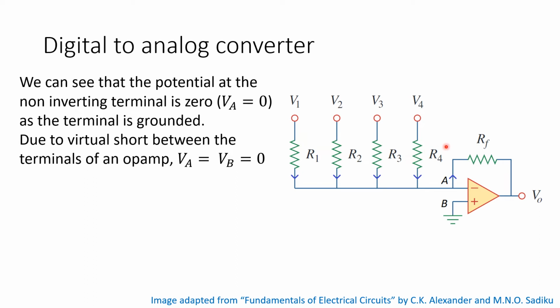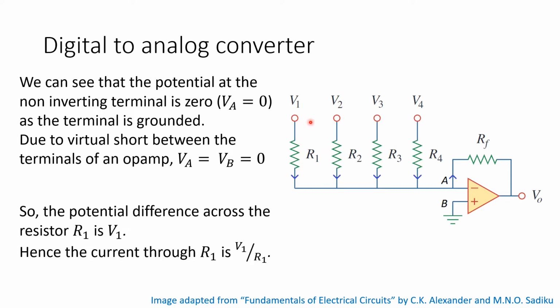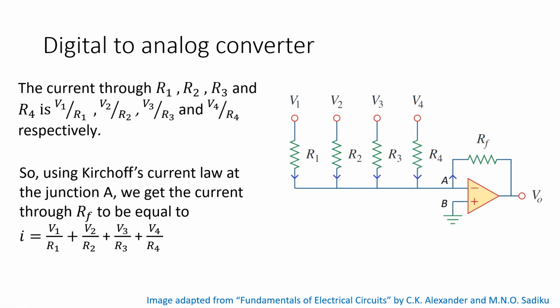So since the potential at point A is 0, we can see that the potential difference across the resistor R1 is just V1 and thus the current through the resistor R1 is V1 by R1. And similarly, the current through the resistors R2, R3 and R4 are V2 by R2, V3 by R3 and V4 by R4.